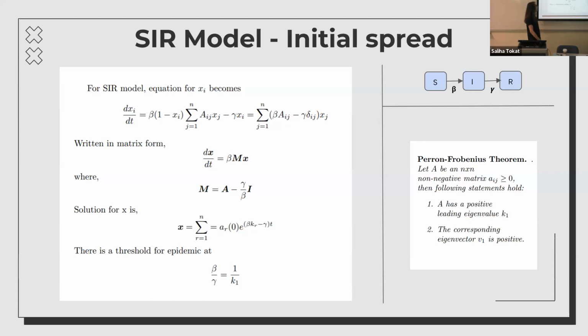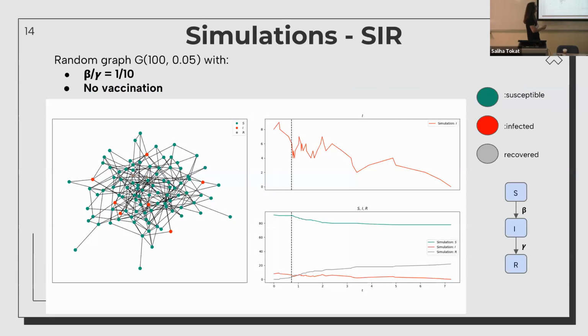Finally, I want to show you some of the simulations that we can make. I used a Python library called Ion and to make the simulations. First of all, I choose a very small beta to gamma ratio. It is 1/10, which is below the critical value. And I use no vaccination.